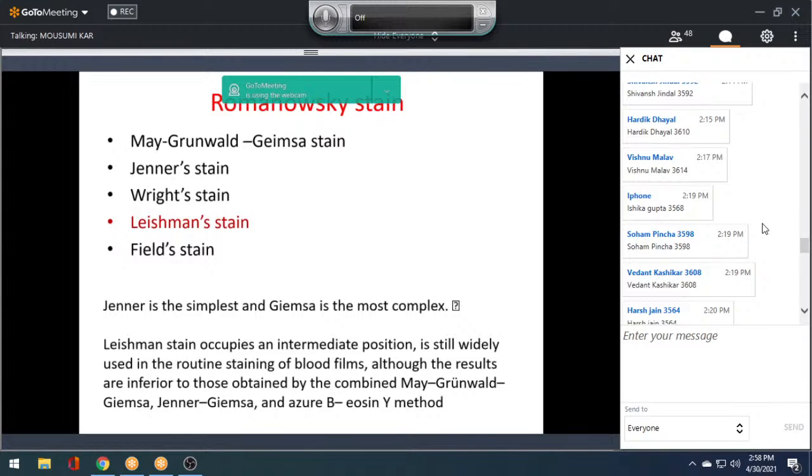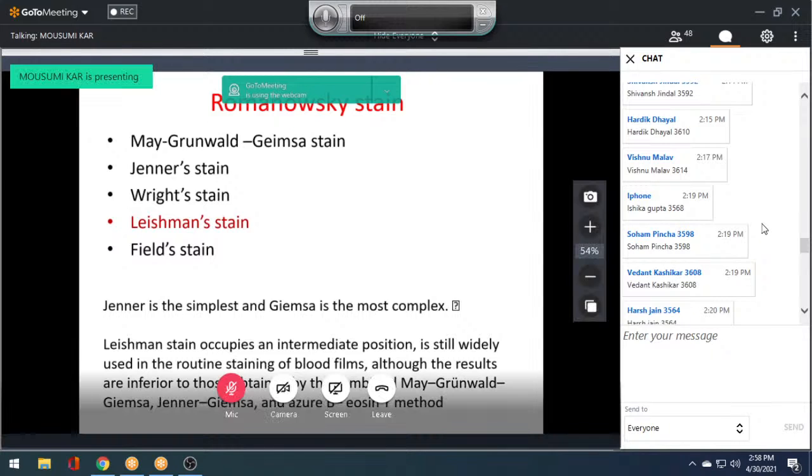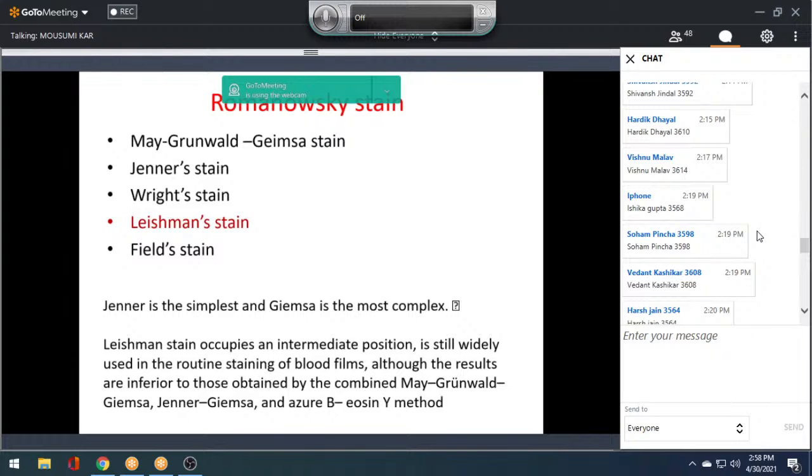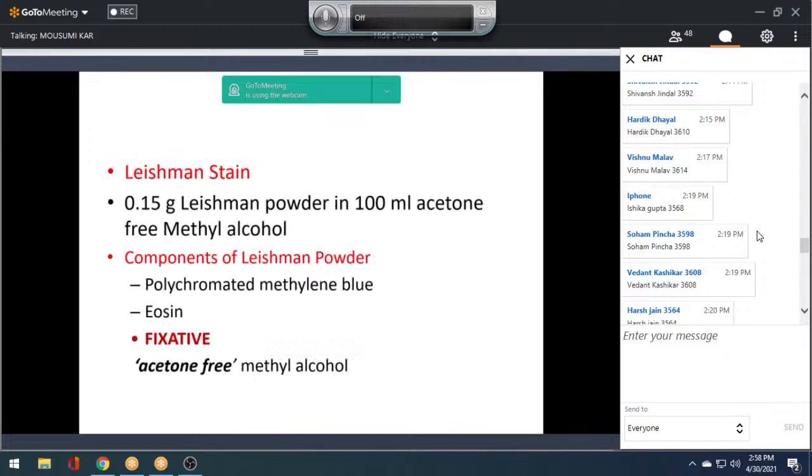Everybody asks, what is Romanowsky stain? What are the examples? MGG, Jenner, Wright, Leishman, Field. Well, Jenner is the simplest, Giemsa is the most complex, and Leishman is somewhere in between. So usually, the most widely used for peripheral smear is Leishman. There are many institutes which also use Giemsa, like us. We use Giemsa. So for your exam, Leishman stain will be asked.